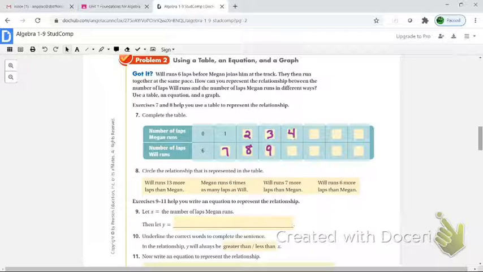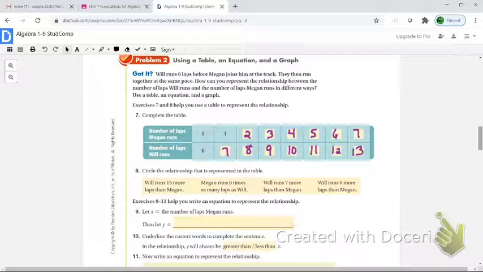So this is going to be 4. When she's run 4 laps, he will have run 10. When she's run 5 laps, he will have run 11. When she runs 6 laps, he will have run 12. And if she runs 7 laps and he stays in there, he will have run 13. Okay? So there's our table.